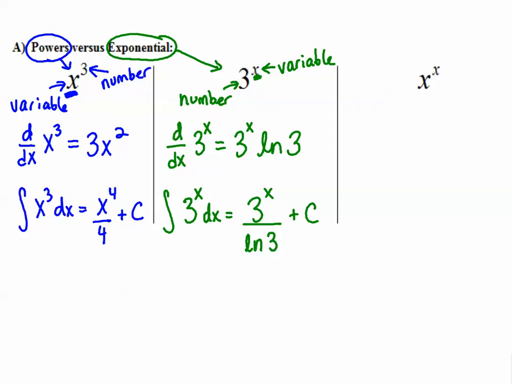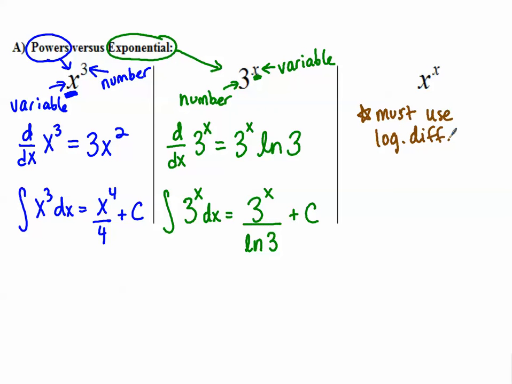Now what happens when the variable is in the exponent and the variable is in the base? This is neither power nor exponential, therefore we don't treat it like either of these first two cases. In this case, we must make it so that there's not a variable in the exponent because there's already a variable in the base. There's a variable in both places. To differentiate, we must use logarithmic differentiation.